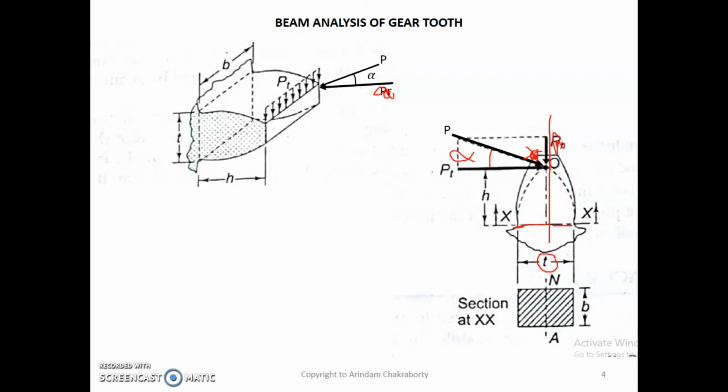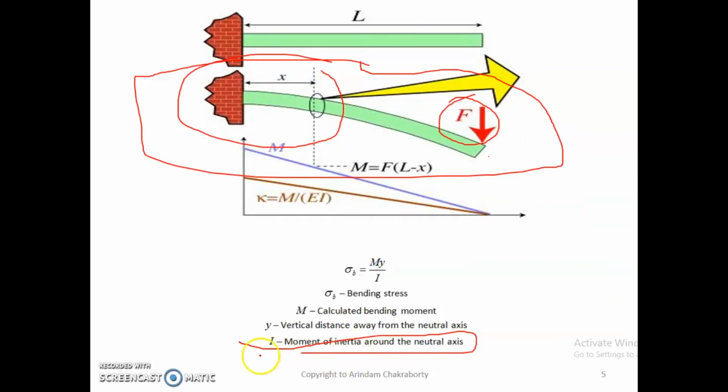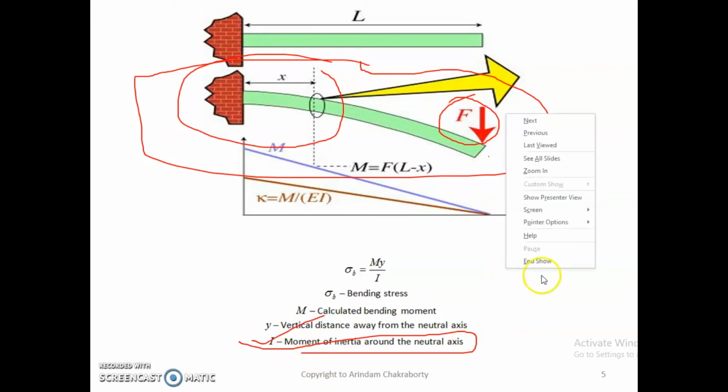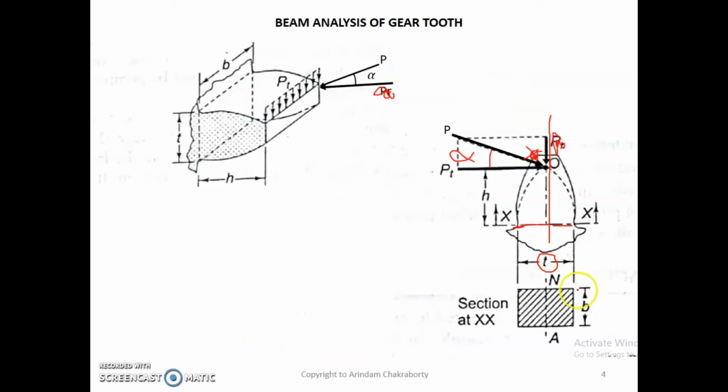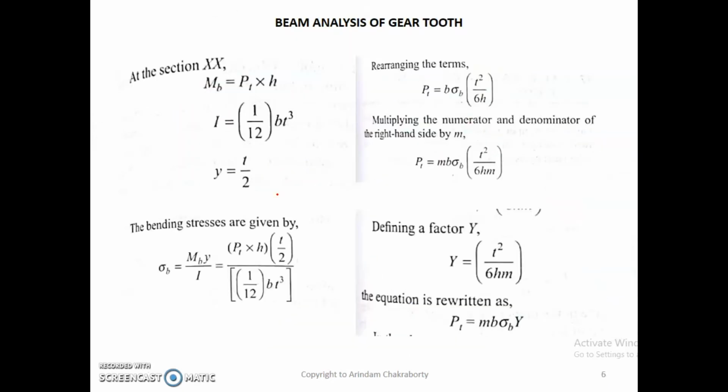Now, last but not the least, inertia of the tooth around the neutral axis. What is the inertia? Inertia means this rectangular surface or the contact surface of the teeth to the body is nothing but a rectangle. So we know what is the inertia of the body. So what is the inertia of the body? It is nothing but BT cubed by 12.